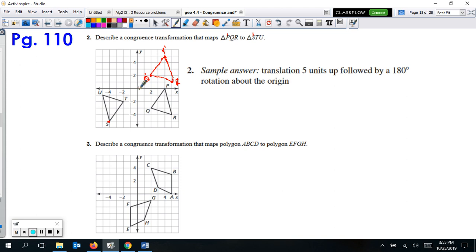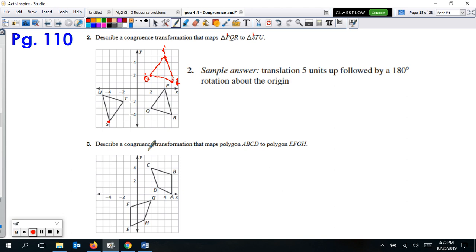So I would go up 1, 2, 3, 4, 5, and then go over 1, 2, 3, 4. And so I could just do the same thing, but just the opposite direction. So I'm going to go over, but instead of going right 4, I'm going to now go left 4, 1, 2, 3, 4, and then instead of going up 5, I'm going to go down 5, 1, 2, 3, 4, 5, and that does the same exact thing.